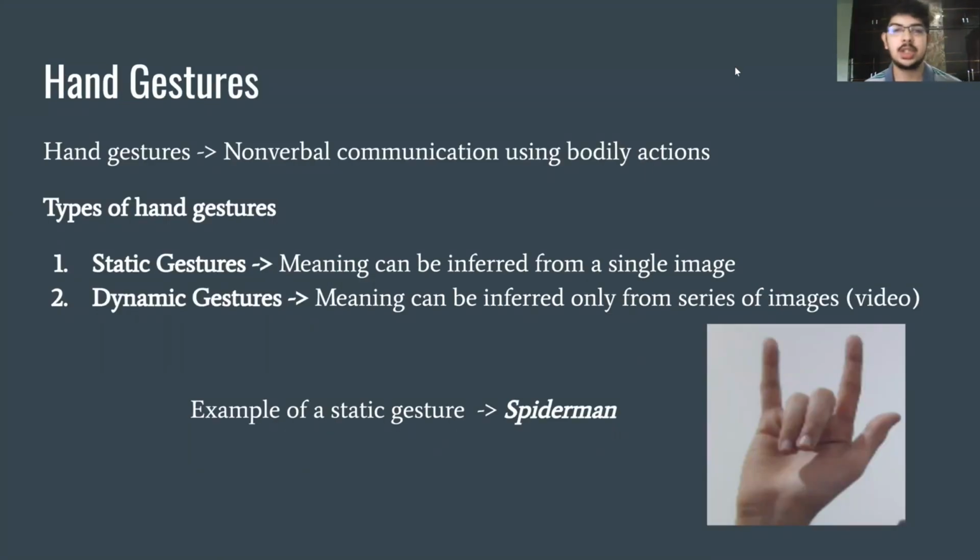What are hand gestures? Hand gestures are simply a non-verbal form of communication using bodily actions. We have two types of hand gestures. The first is called static gesture, which means that its meaning can be inferred from a single image. And the second is called dynamic gestures, which means that you require a series of images or a video to infer its meaning. An example of a static gesture is given on the bottom right. The gesture name is Spider-Man.